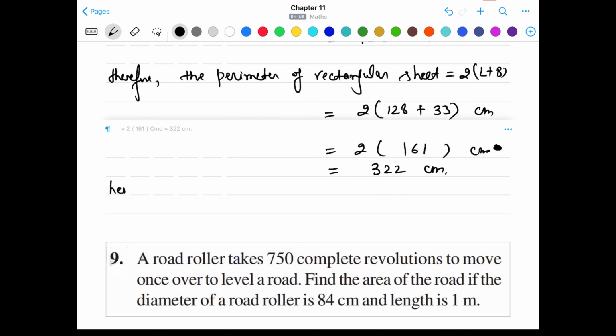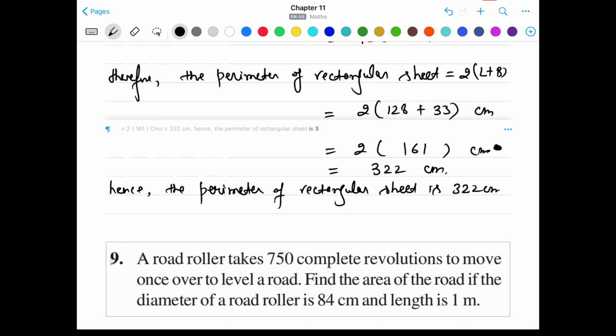So write, hence, the perimeter of the rectangular sheet is 322 centimeter. That's the answer.